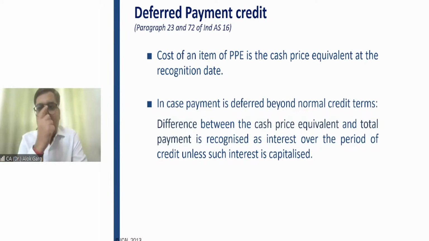For example, I went to buy a car, right? And I asked the car dealer, what is the price of this car, a Maruti Swift? The car dealer told me that the price of this car is 10 lakh rupees. I paid cash upfront and bought the car. What is the accounting entry? Car account debit to cash account or bank account, right?